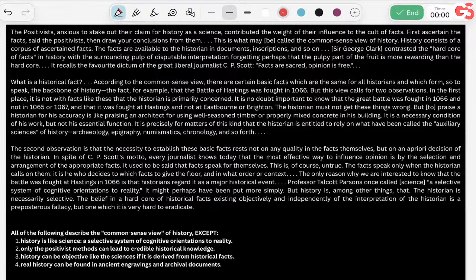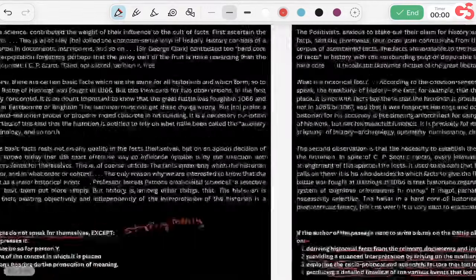All of the following describe the common sense view of history except. History is like science, selective system of cognitive orientations to reality. Only the positivist methods can lead to credible historical knowledge. History can be objective like the sciences. It is derived from historical facts. Real history can be found in ancient engravings and archival documents. Okay, chalo, let's see.